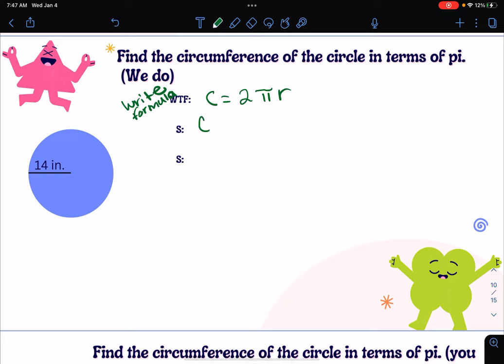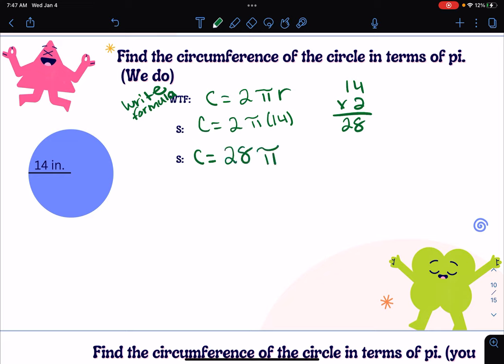Now we're going to substitute. C equals 2 times pi times r, and our r is 14. Well, here, because we have to multiply by 2, I know it's in front of the pi, but I could also do the 14 times 2. So you would do 2 times 14, or 14 times 2. That's 28. So you would have C equals 28 pi. And that would be your answer. Okay.